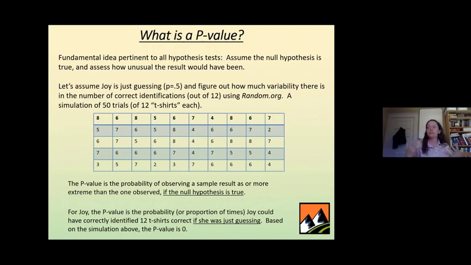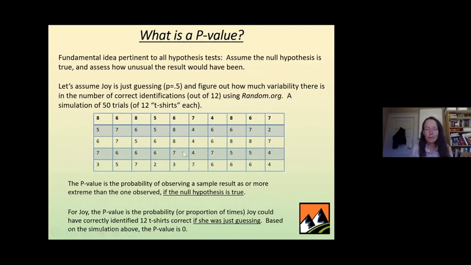With a simulation, we give her 12 t-shirts a bunch of different times. If she's just guessing, how many times on average will she be correct? I simulated this using random.org with 50 different trials of 12 t-shirts each. For example, the first time my simulation said that Joy got 8 correct. Then the next one, 6 correct, 8 correct, 5 correct, and so on. So you can see all of the different outcomes.